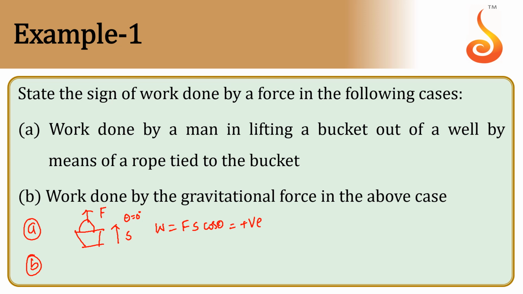For option B, work done by gravitational force in the above case. In the same case, gravity always acts in the downward direction, that is mg. So gravitational force is acting downward, but the bucket is moving upward. Therefore, theta is 180. So work done is equal to Fs cos theta. Here cos theta is cos 180, which is minus 1. So negative work done.